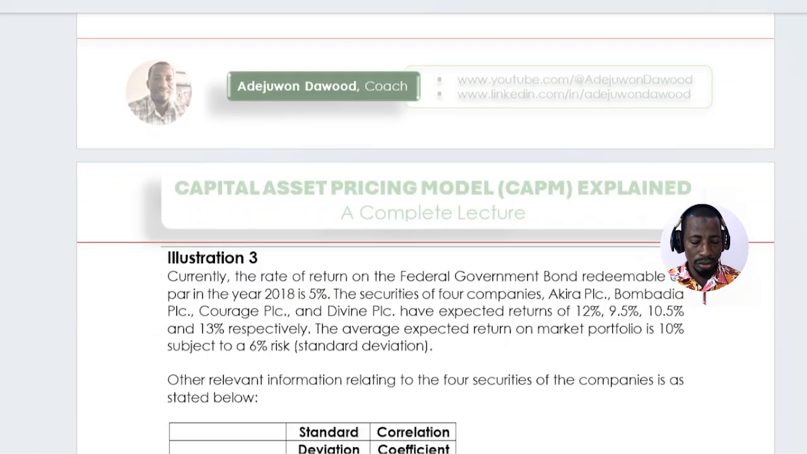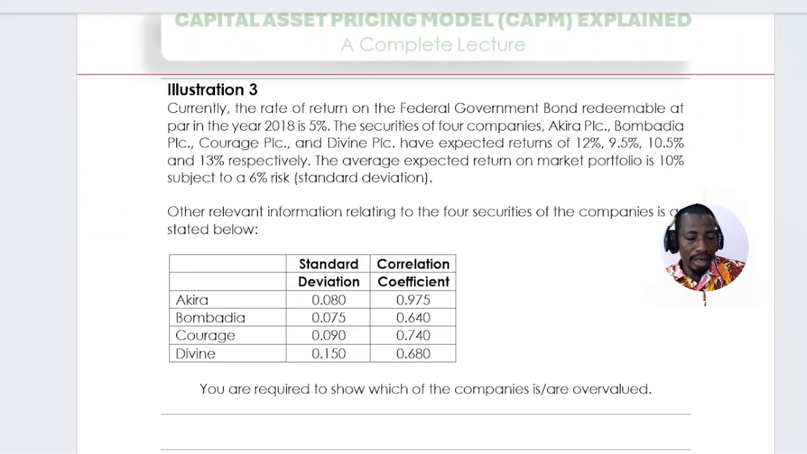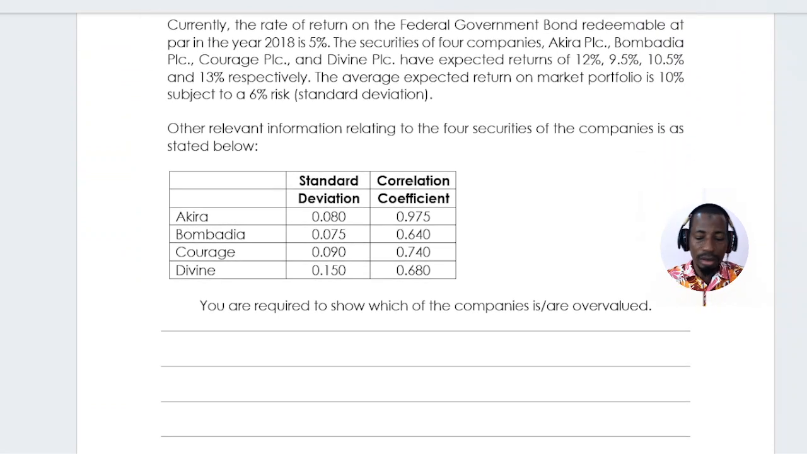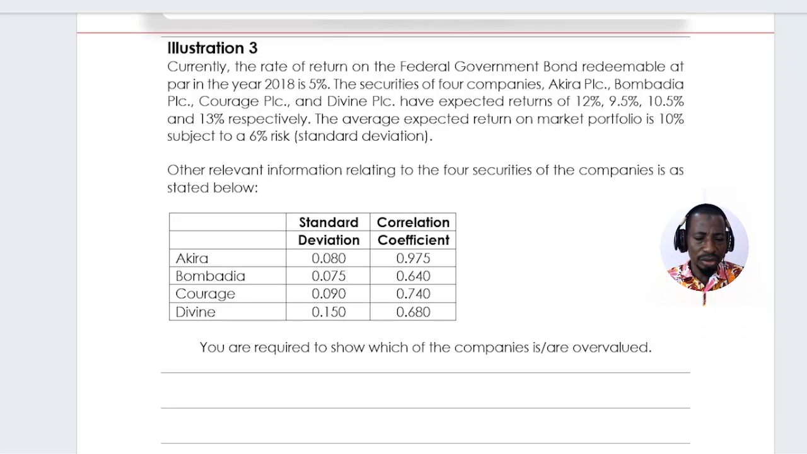You can just go and look at illustration number 3 as an assignment. When you are done, you can share with me in the comment section on YouTube that, okay, I've done illustration number 3. Please, can you share the solution? I will provide you with the solution. So ensure you attempt this illustration number 3, so that will show that you are gaining something. That will be that for today.